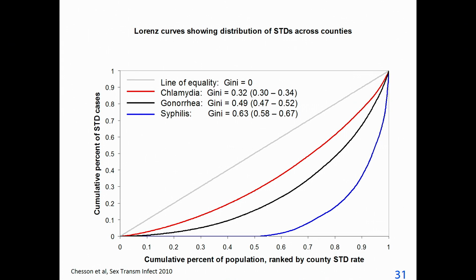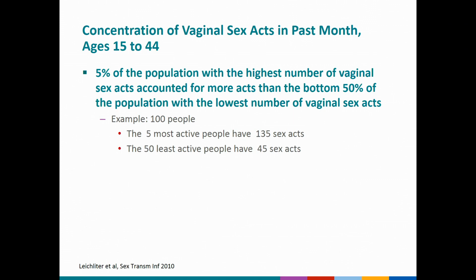And I think what's interesting is people have gone beyond looking at the distribution of STDs to looking at the distribution of sexual behavior. And this is one that Jamie Licklider did, looking at the concentration of vaginal sex acts in the past month. And 5% of the population with the highest number of vaginal sex acts accounted for more acts than the 50% of the people with the lowest number of sex acts. So for example, if this were done for 100 people, the 5 most active people would have 135 acts, and the 50 least active people would have 45 sex acts.